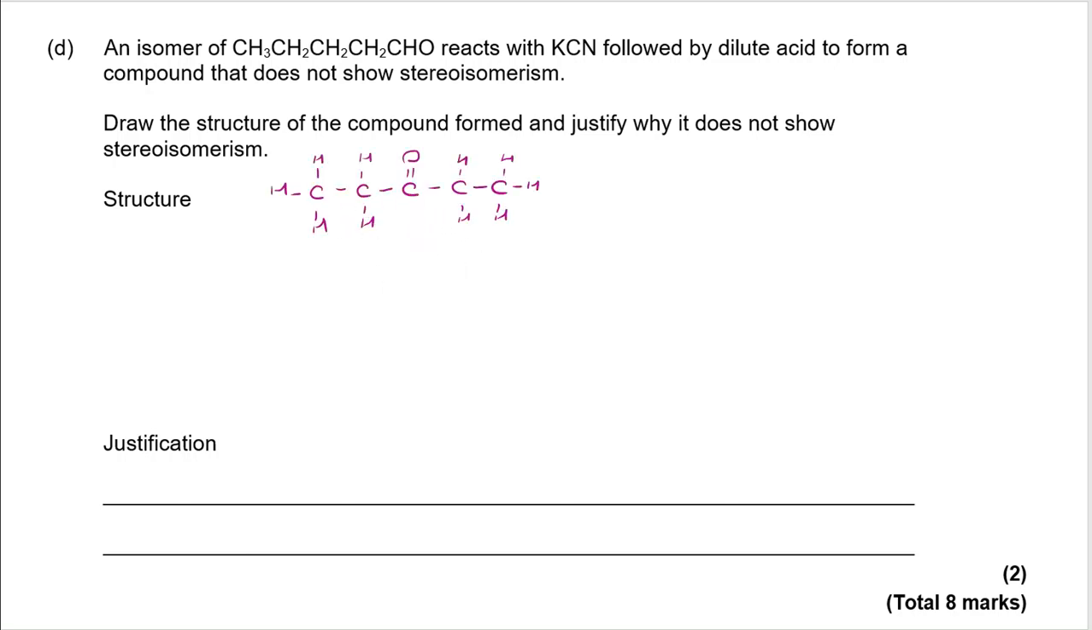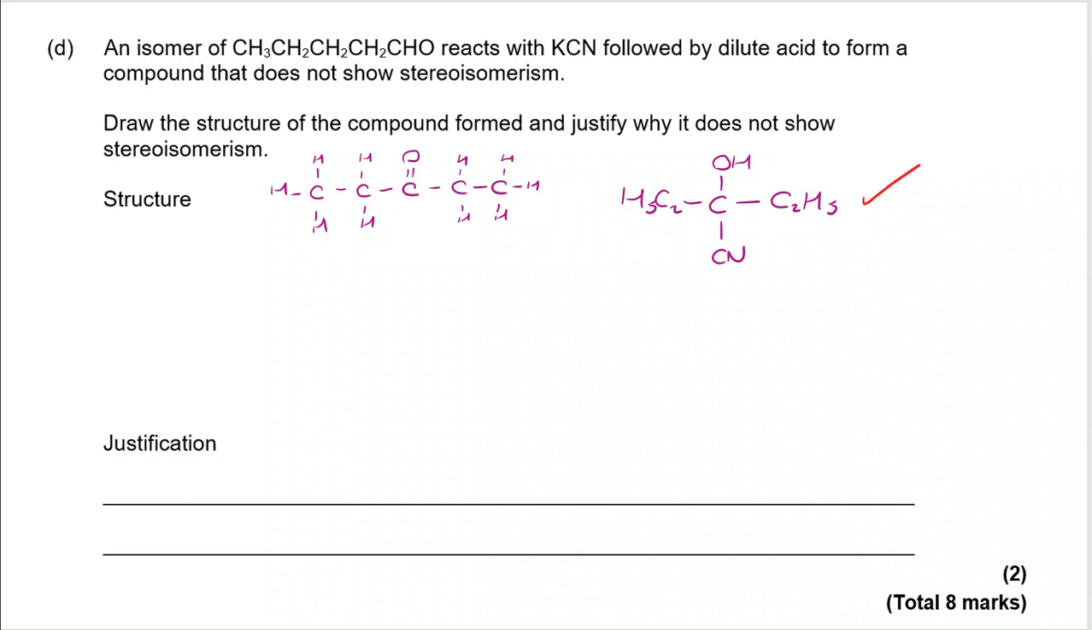We could start with pentan-3-one. If we did that, and then we added KCN and dilute acid, we would end up with this. And that gets you the 1st mark. I've got an OH group, a CN group, a C2H5 group, and another C2H5 group.